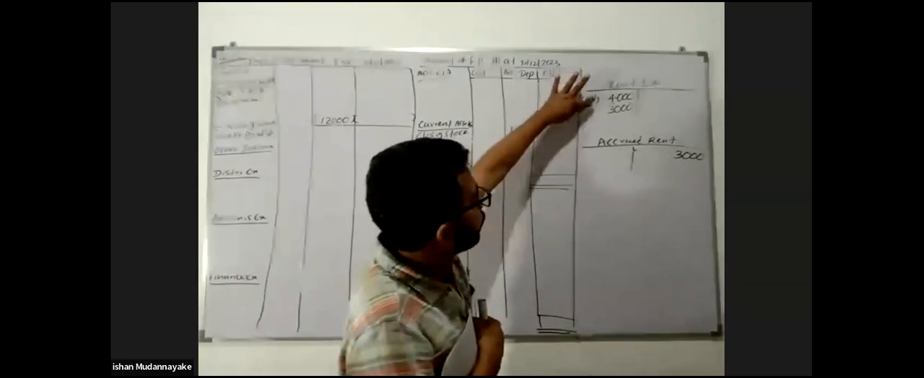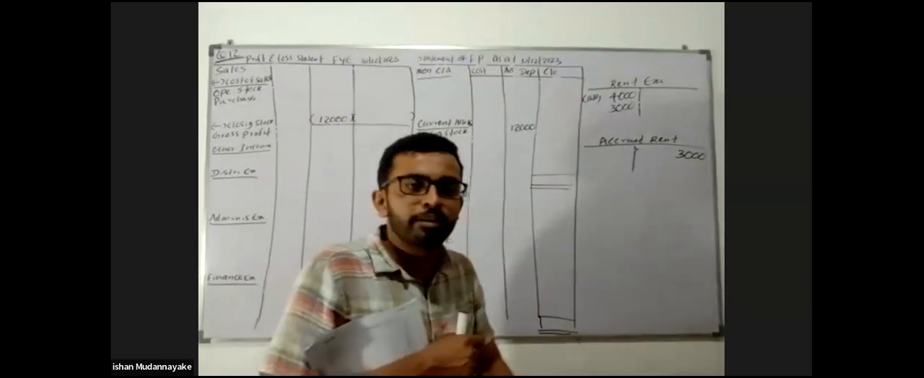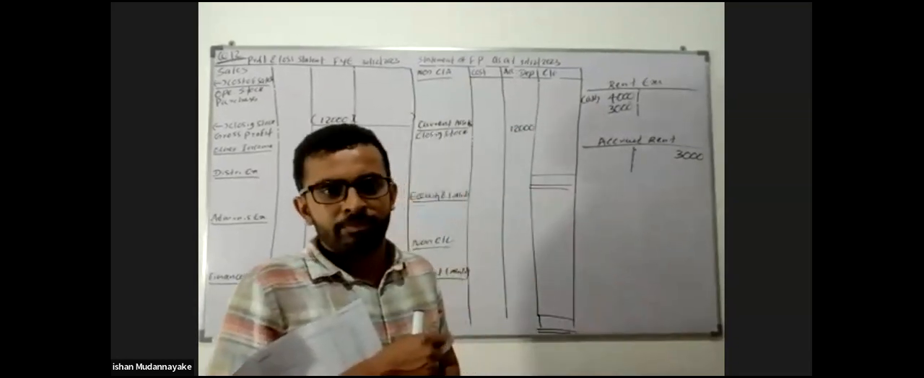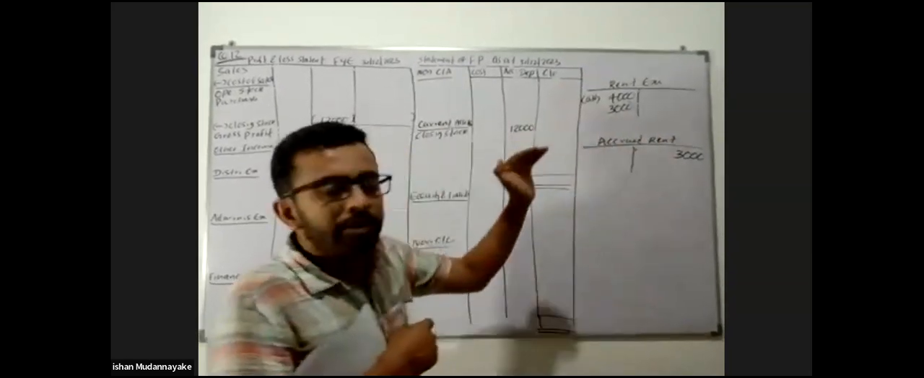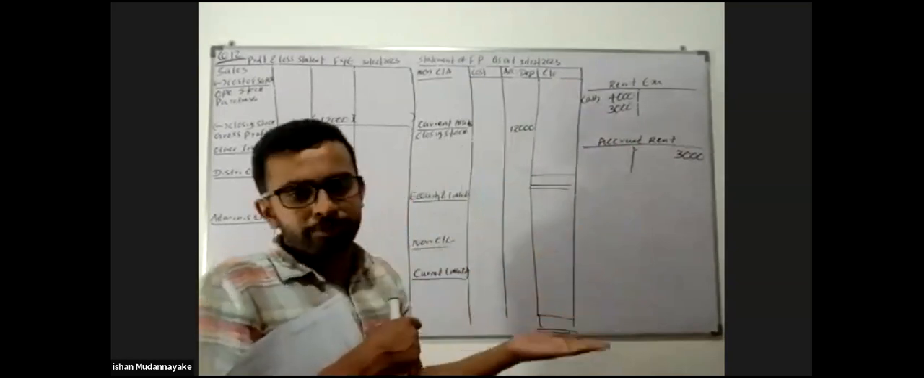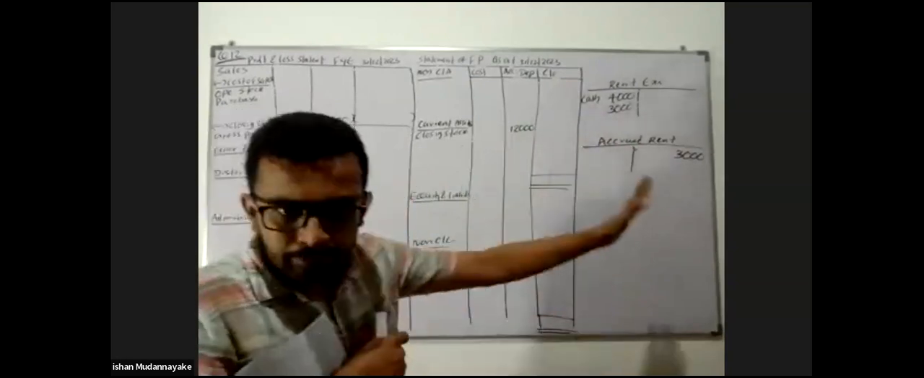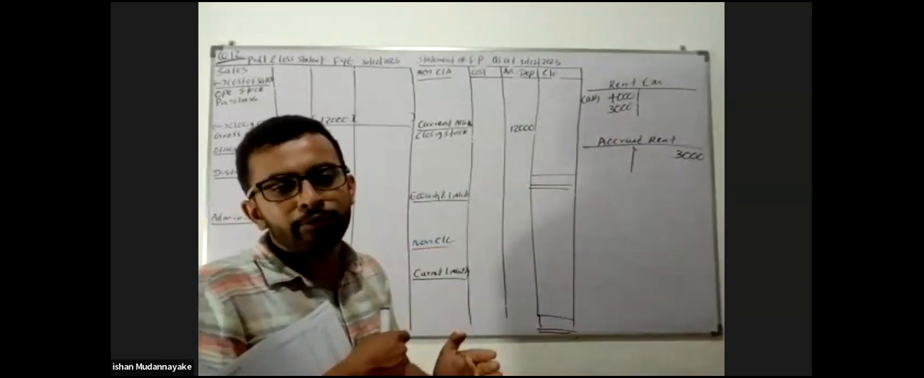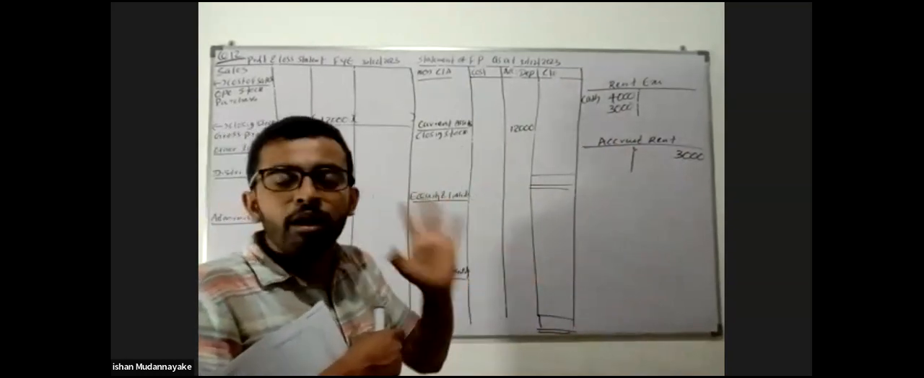For this 4,000, no need to pass double entries. But for all the additional information, we need to pass double entry. So for this 3,000, we need to pass double entry. This is the double entry: rent expense account debit 3,000, accrued rent account credit 3,000. That is the double entry for the rent payable, accrued rent expense.